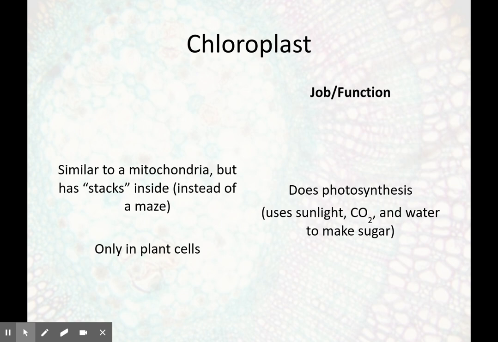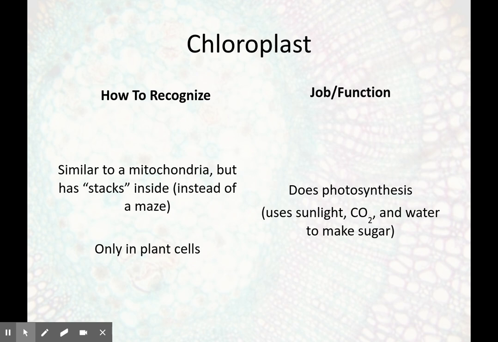The chloroplast is going to be similar in size and shape to the mitochondria. So to recognize a chloroplast, it's going to be very similar to a mitochondria, but it's going to have stacks inside. It looks like a bunch of things stacked on top of each other instead of a maze. So a mitochondria has a maze and a chloroplast has stacks inside. Chloroplasts are only found in plant cells. So when we look at diagrams in just a second, we are not going to see them in animal cells.